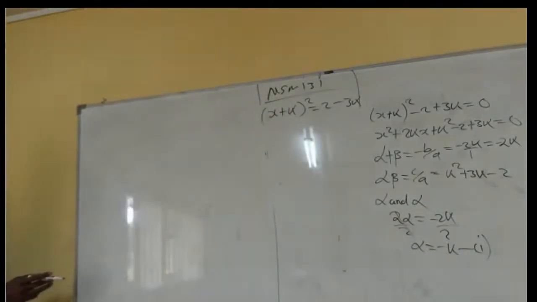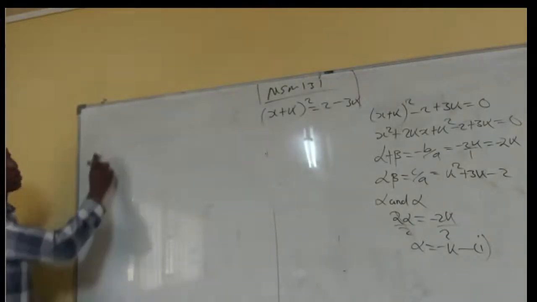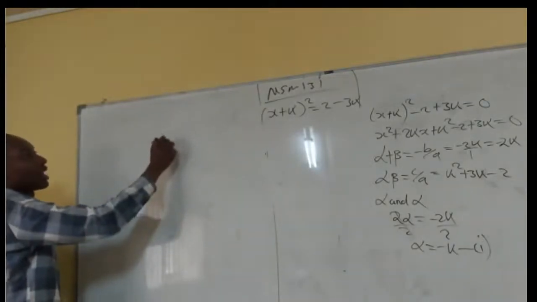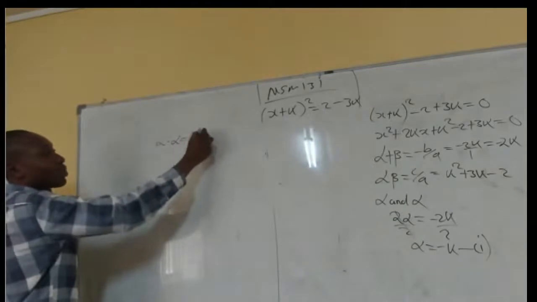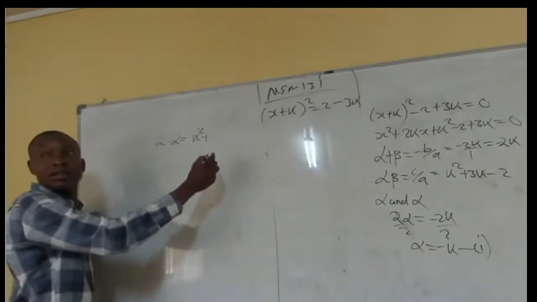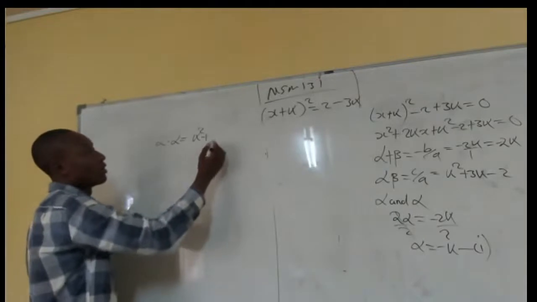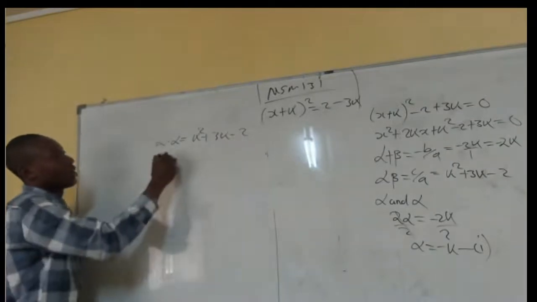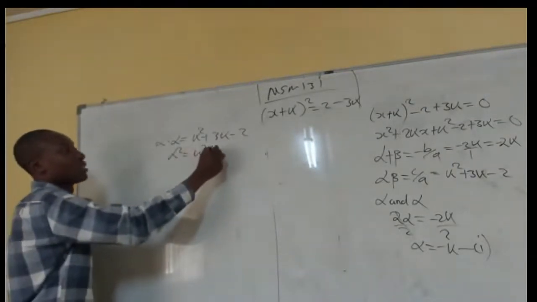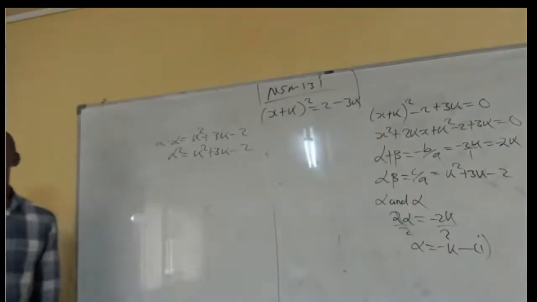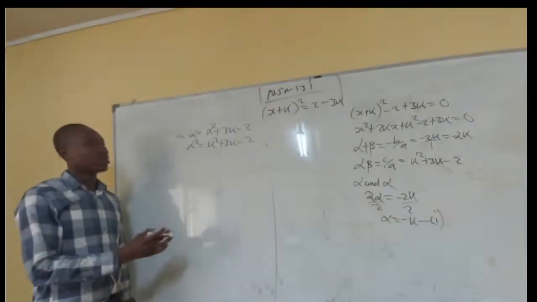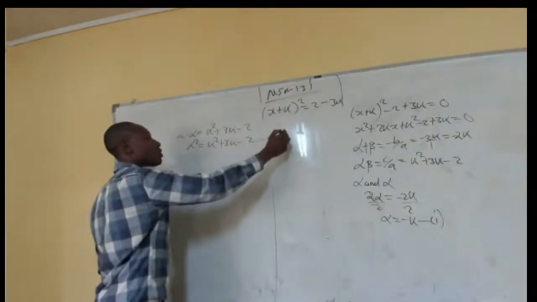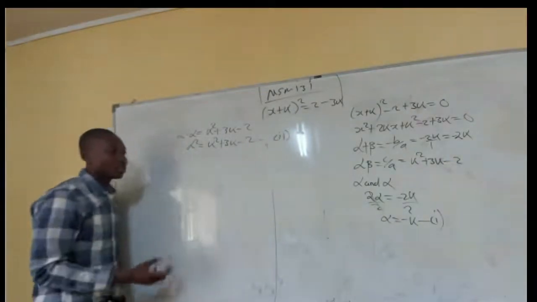Next we need equation 2. To find equation 2, the product is now alpha times alpha, which is k squared + 3k - 2. Then we have alpha squared = k squared + 3k - 2. From this, you notice that we have this as equation 2. Now we need to solve this simultaneously.